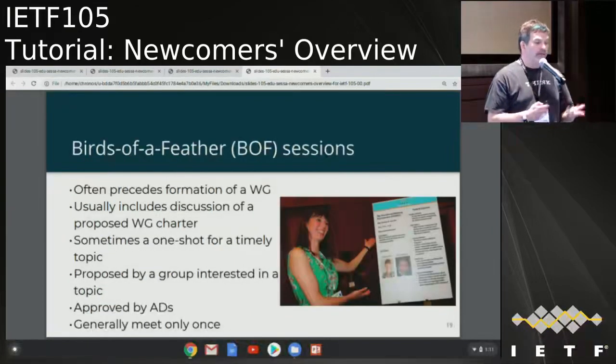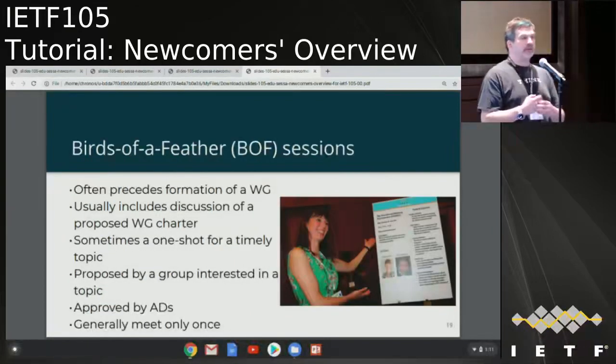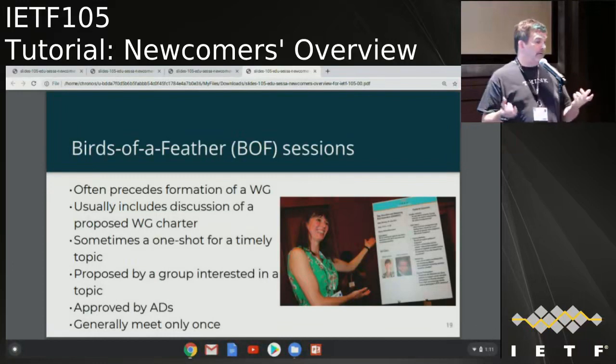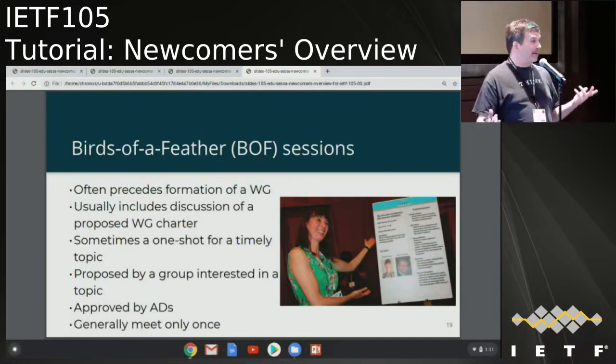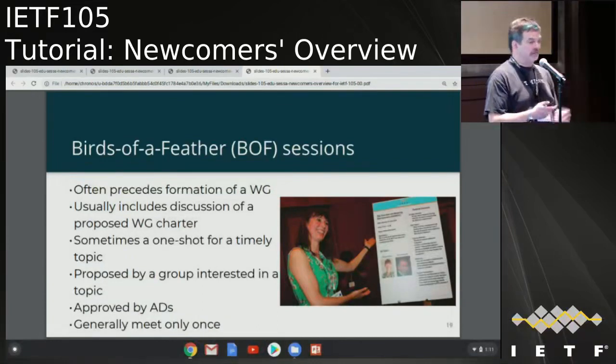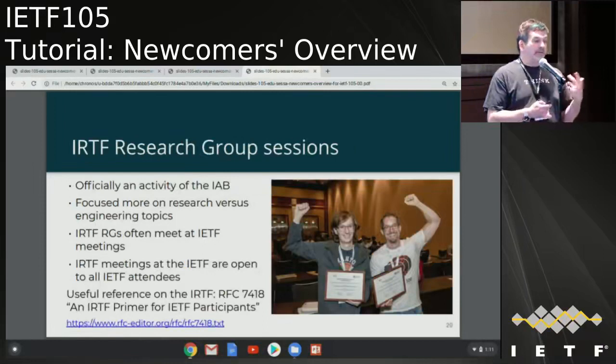Birds of a feather I mentioned. Here is a poster session, someone presenting at the reception for their birds of a feather. ACME, the Let's Encrypt certificate protocol, now does 10 million certificates a year, and it started up, and then there was a BOF, and then there was a working group, and the RFC was published 6 months ago. So they can be very successful.